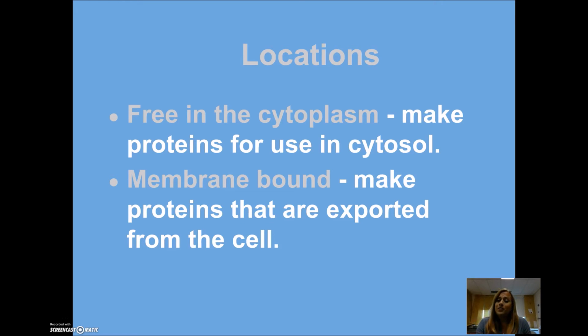Ribosomes are found all throughout the cell, and so they can be floating free in the cytoplasm, and those ribosomes are actually going to be making proteins that are used right there inside the cell. You can also have membrane-bound ribosomes as well, and they make proteins that are going to be exported from the cell. And so those are going to be proteins that are used in different areas. So the cell is actually going to produce those proteins, pack them up, and ship them out. And so they're going to be used somewhere else.